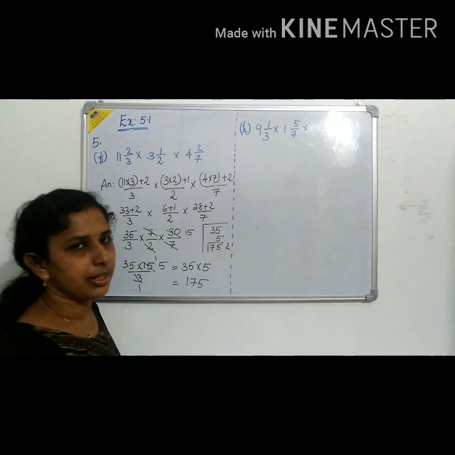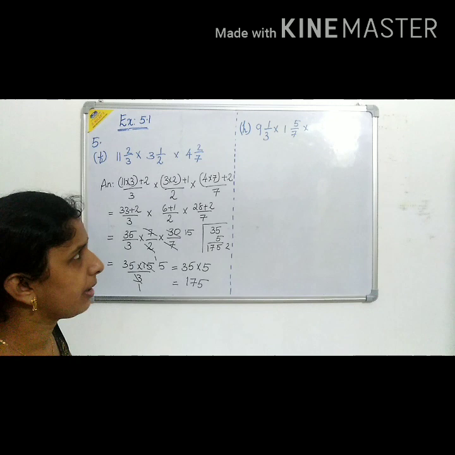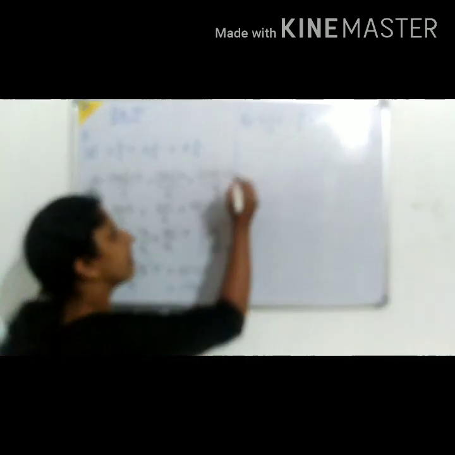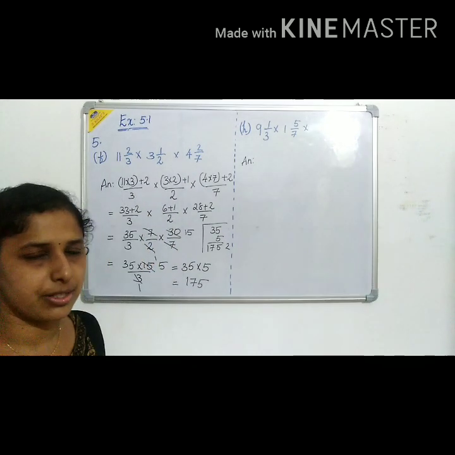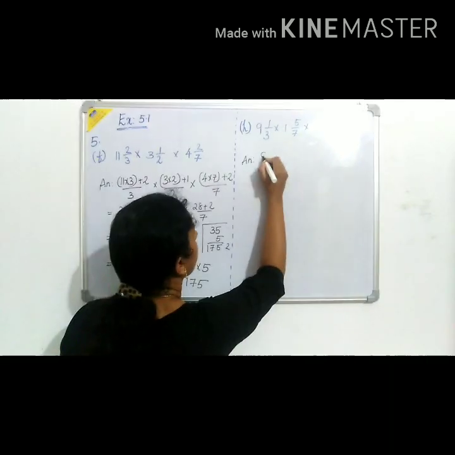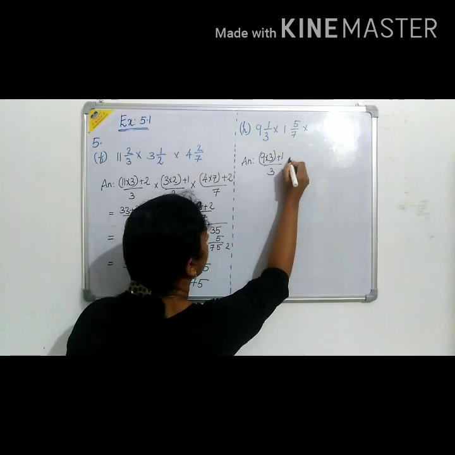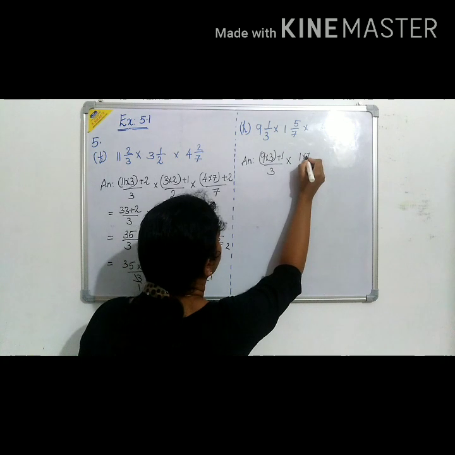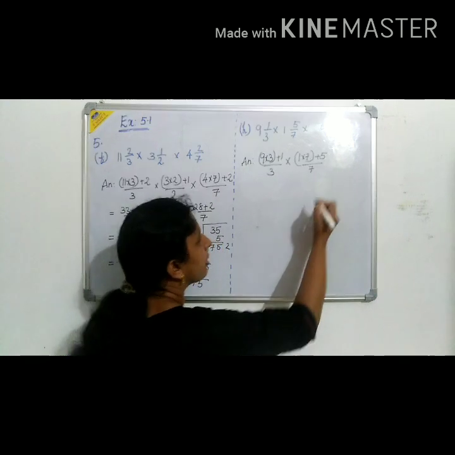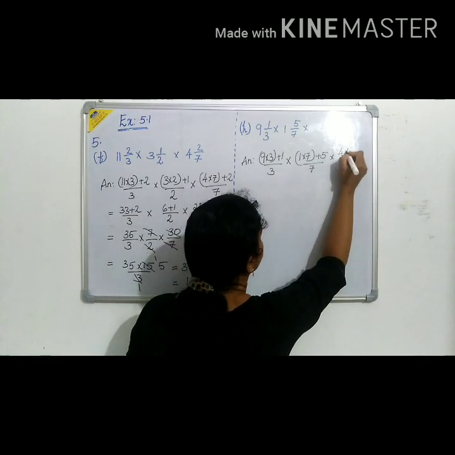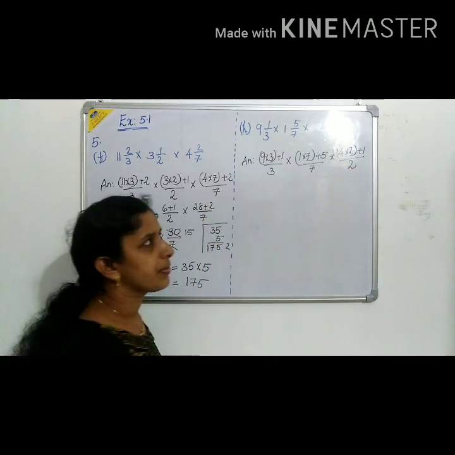Now we are coming to the next question: 9 1/3 into 1 5/7 into 4 1/2. Here also we are doing the same method. First of all we are converting all three mixed fractions into improper fractions. 9 into 3 plus 1 by 3, into 1 into 7 plus 5 by 7, into 4 into 2 plus 1 by 2. So we are converting all the mixed fractions.